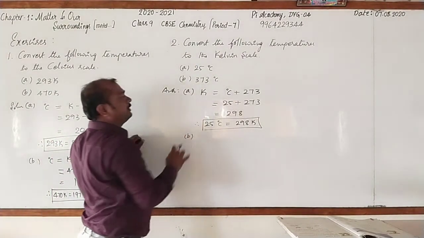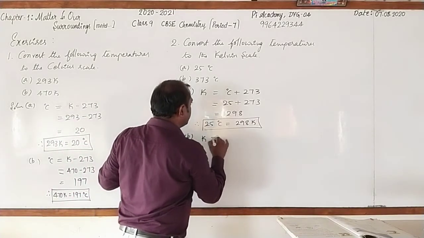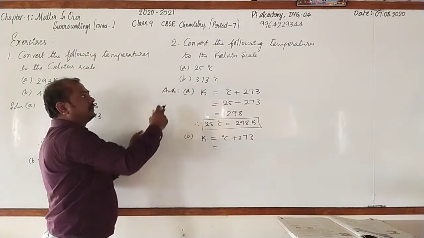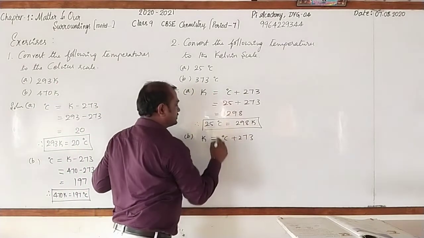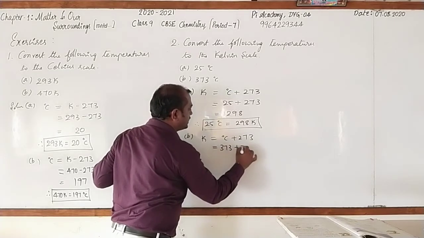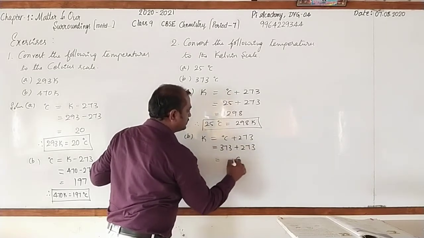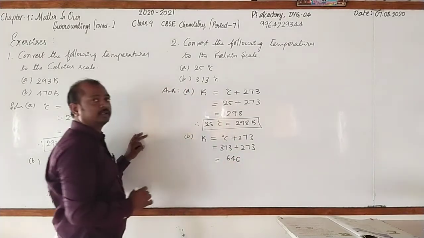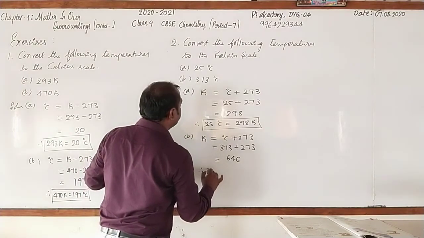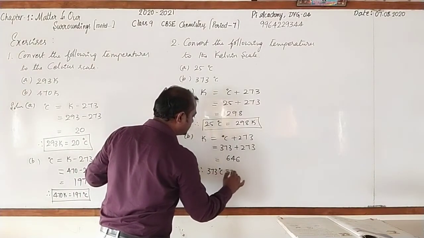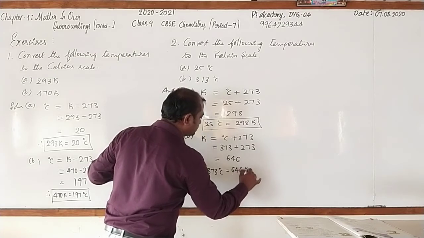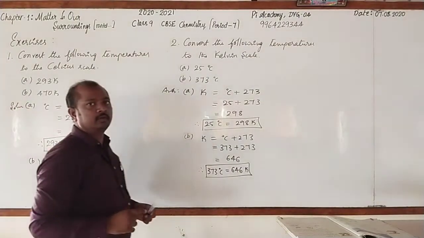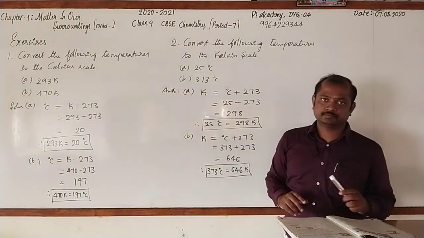Yes. Now let's move on to another one. It is 373 degrees Celsius. Then K is equal to degree Celsius plus 273, where the temperature given in the Celsius scale is 373 plus 273. Add them. 3 plus 3 is 6, 7 plus 7 is 14, carry 1, 3 plus 2 plus 1 is 6, so 646. Conclusion: therefore, 373 degrees Celsius is equal to 646 Kelvin. Got it? Yes. Please go for copying both.